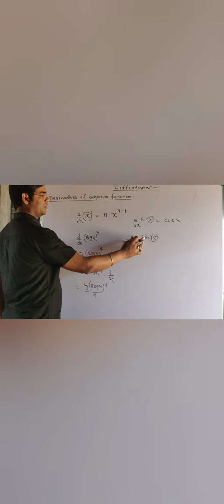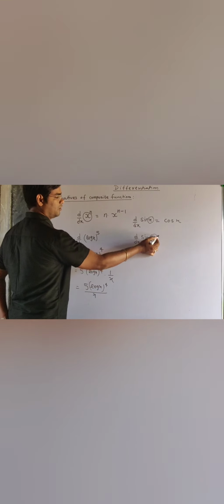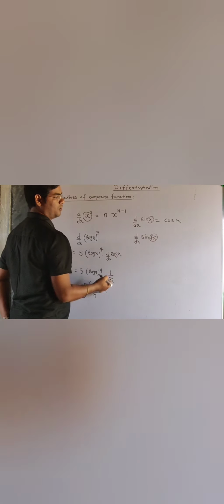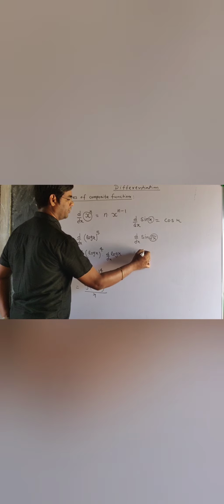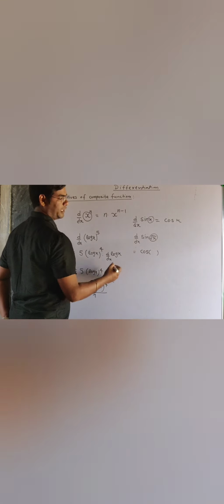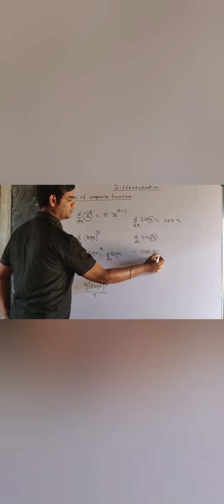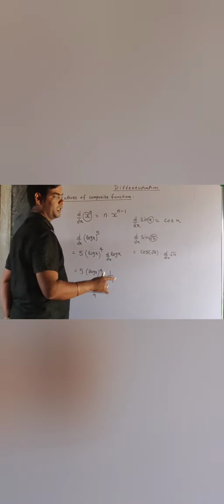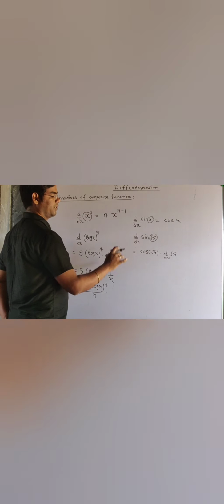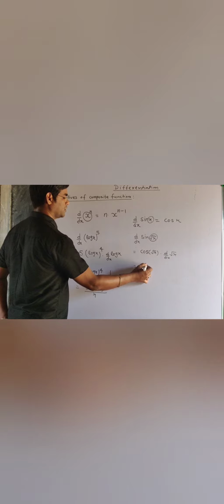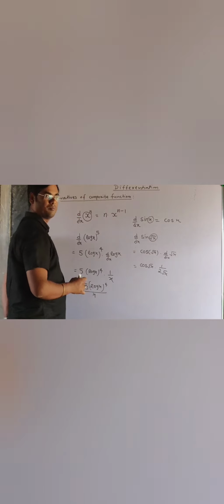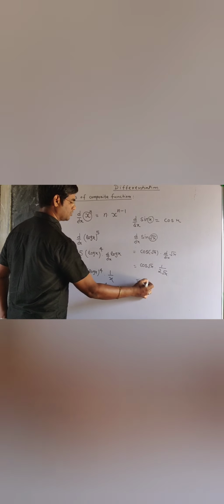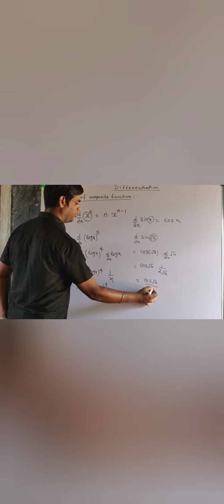Same logic applies here. Derivative of sin x is cos x. So consider this root x as dabba or bracket. Derivative of sin x is cos x, but what is x here? Root x. So root x is composite function, so again you have to differentiate the composite function. Here root x is our original function, so the chain will stop here. So the derivative is cos root x, and derivative of root x we know is 1 upon 2 root x. So the answer becomes cos root x upon 2 root x.